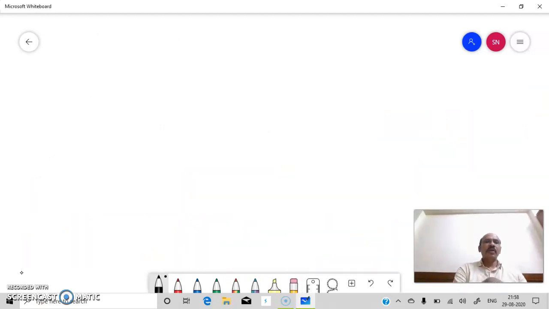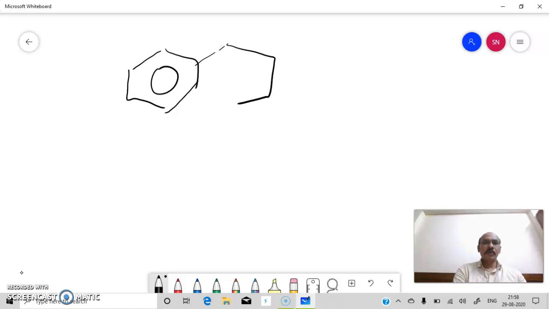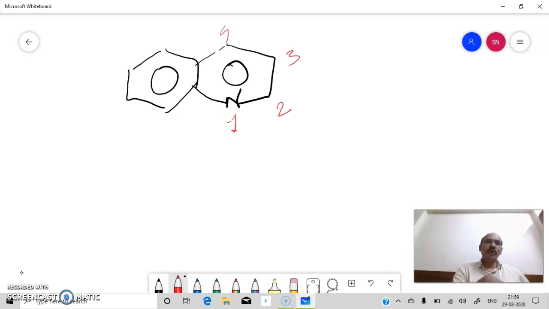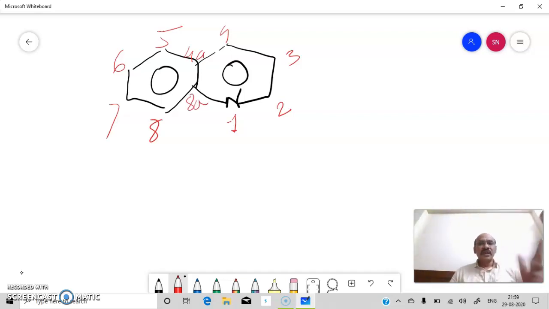So here I am drawing one molecule, a benzene ring, and here I am writing nitrogen. Both are aromatic. For the numbering, you have to start with nitrogen and then complete that pyridine ring first: 1, 2, 3, 4, then 5, 6, 7, and 8. It is a numbering where substituents can be placed. This carbon next to 4 is called 4A carbon and this one is called 8A carbon.